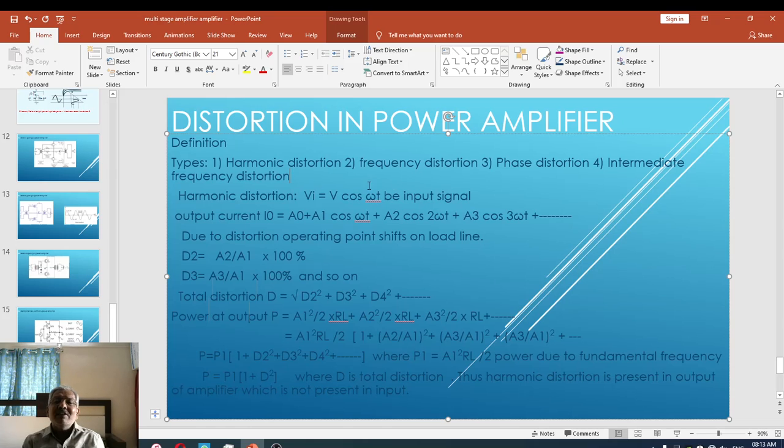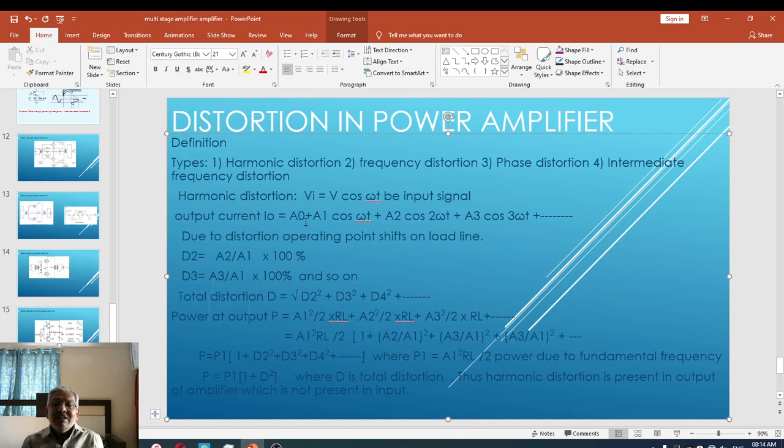Due to this input signal, current flows at the output of the amplifier: I0 equals A0 plus A1 cos of omega t plus A2 cos of twice omega t plus A3 cos of thrice omega t. Look here, the input contains only Vi equal to V cos of omega t, but the output current constitutes A0.